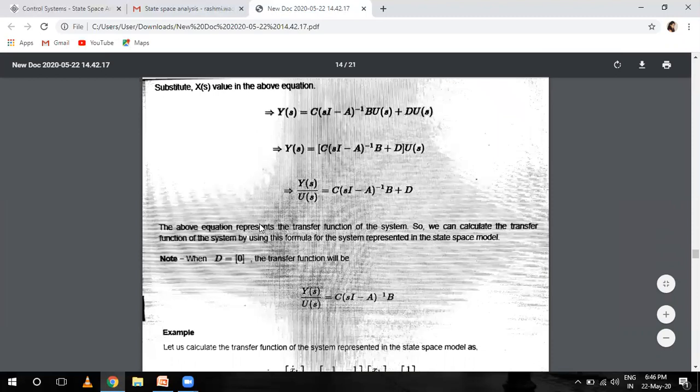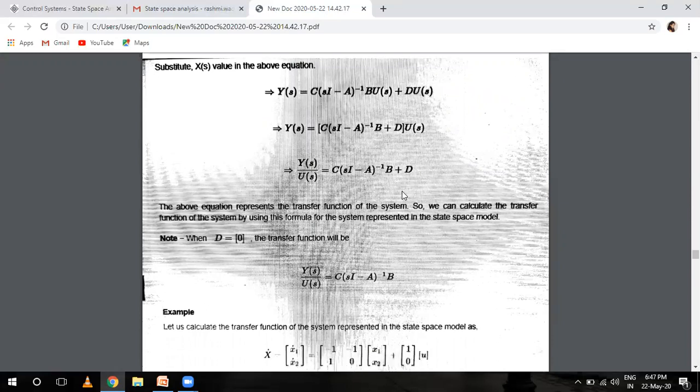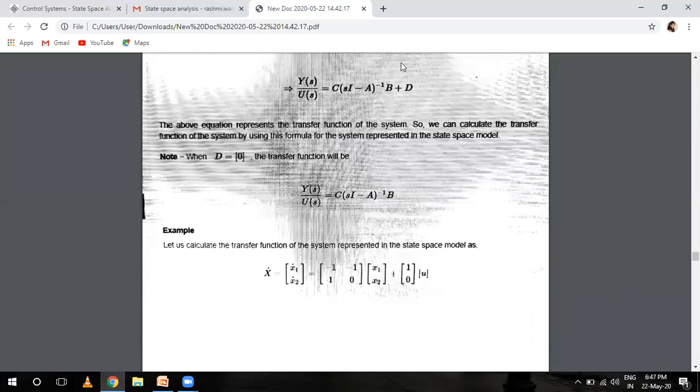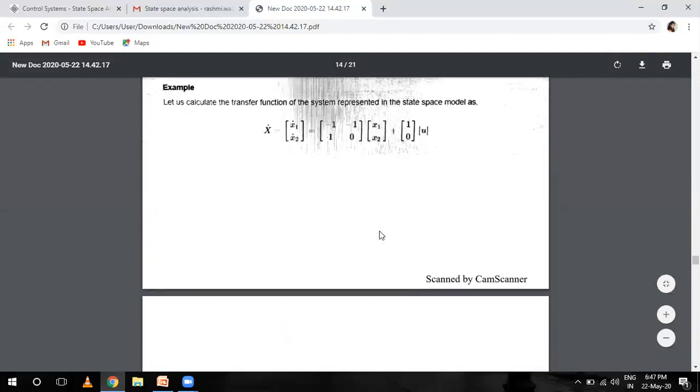Now come to the Y(s) by U(s) is equal to C (sI minus A) inverse. यहाँ पर हमने U(s) था तो U(s) इस ब्रैकेट के बाहर कॉमन ले लिया, and then C into (sI minus A) inverse B plus D. So the above equation represents the transfer function of the system. So we can calculate the transfer function of the system by using this formula for a system represented in the state space model. And when D is equal to 0, then the transfer function will be, अब जब D 0 है तो D को यहाँ पे 0 पुट कर दो, then Y(s) by U(s) is equal to C (sI minus A) inverse into B.